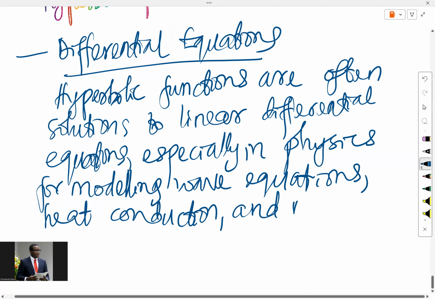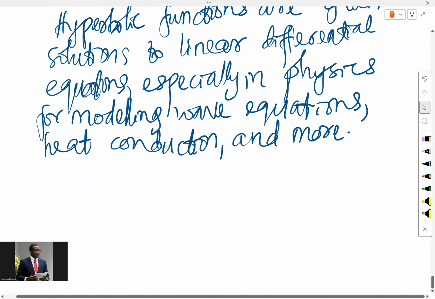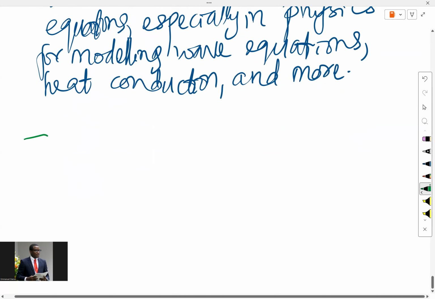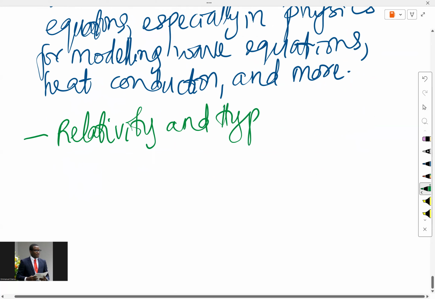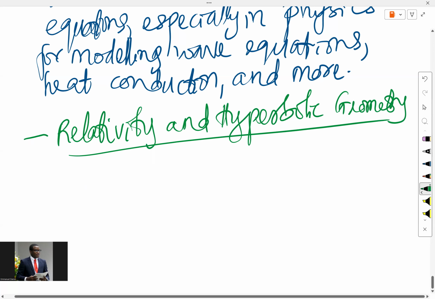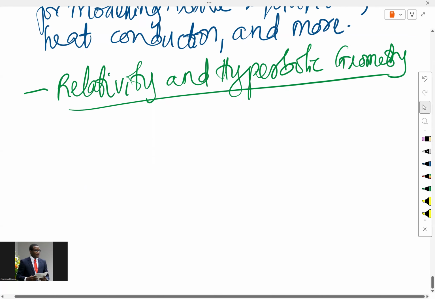And lastly, we have relativity. That's some physics talk, and hyperbolic geometry. So talking about hyperbolas rather. And this has applications like, I think Pringles has the shape of a hyperbola, and that shape of Pringles is actually obtained from all these things you're doing.